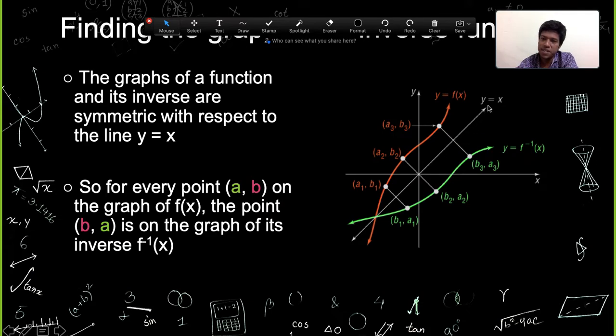Symmetry means if you consider a mirror at this y equal to x, then you will see this point in the mirror here. All of this is like a mirror reflection. This point you will see in the mirror. In the mirror you will see this point here. Now you can say, sir, what does it mean that I will see this and that there in the mirror when it is not a mirror?